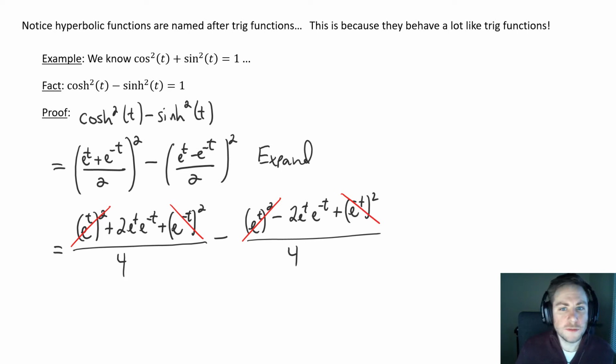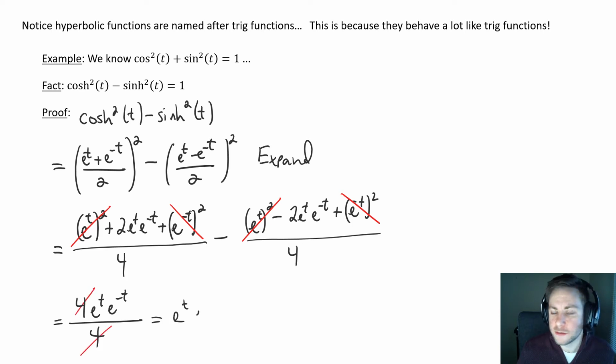With the remaining terms, we see that we are subtracting a negative, and that means the remaining terms will add together to give us the result that you see now. Pause and check that if necessary, and next, if we cancel these 4's, we're left just with e to the t times e to the minus t, but using exponent laws, that simplifies to e to the 0, which has a value of 1, and that completes our proof.